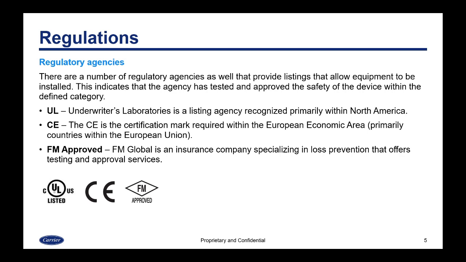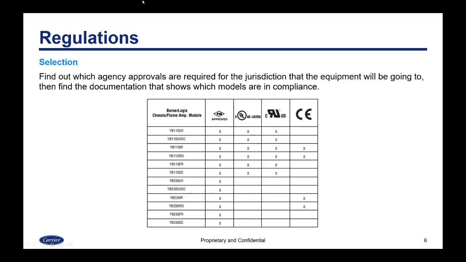So most FireEye products are going to be listed with one or more of these agencies. To find out which agency approvals are required, first you want to find out which agency approvals are required for the jurisdiction that the equipment is going to be installed into. And then in the documentation for the flame safeguard, you can find which models are in compliance with those listings.